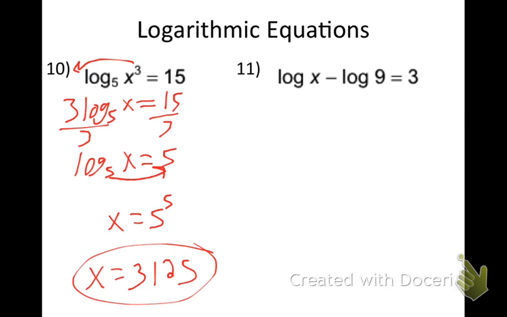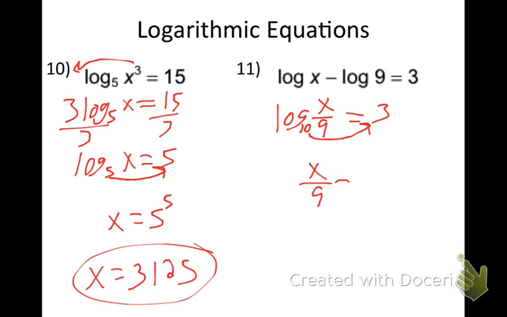11, you have to think of a property here. What property deals with subtraction? It is the quotient. So I have log x over 9 equals 3. Andy, what would you do next? So I have log x over 9 equals 3. Yeah, and then the logs cancel, and then you have x over 9 is 3. Before you do that, you have to do the log base here. Yeah, sweep the base across, don't you?